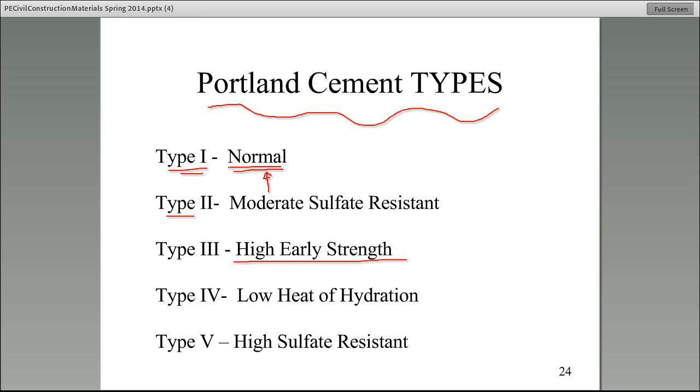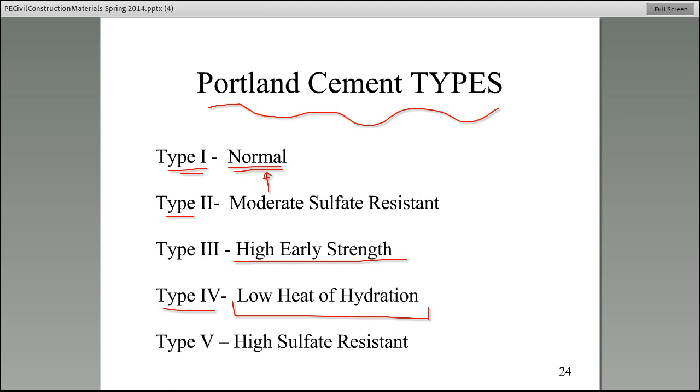Now, let's talk about type 4. Type 4 is low heat of hydration. What you need to understand is they will give you, for example, just type 4, and they expect you to know what type 4 the name is. Type 4 relates to low heat of hydration. So when we use this type of cement, when it comes in contact with water, it generates much less heat of hydration. It does not generate a lot of heat, lower than, of course, normal or type 1. Remember, all of these properties are measured against type 1.